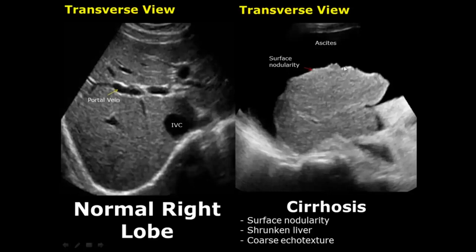Here is another image of a cirrhotic liver showing us surface nodularity and a shrunken liver with coarse echo texture surrounded by ascitic fluid.